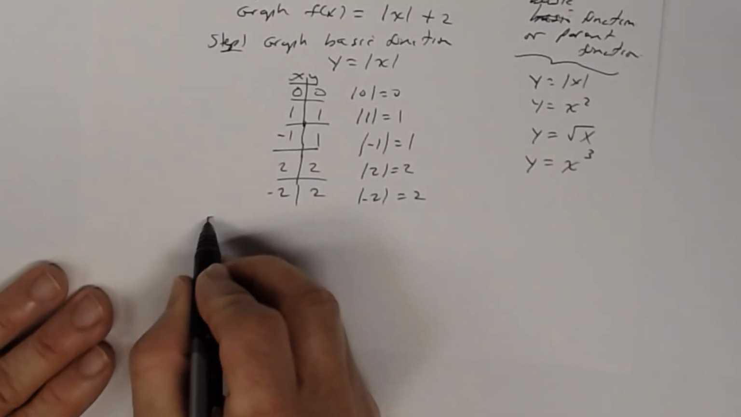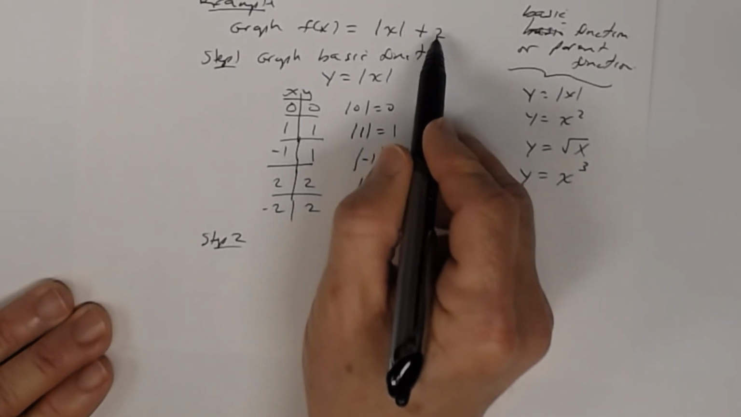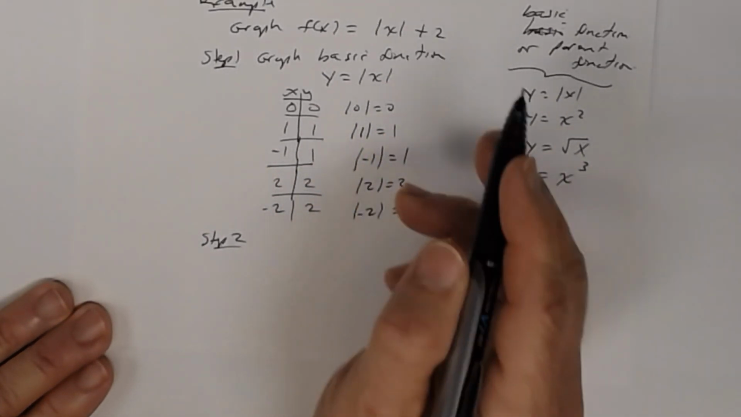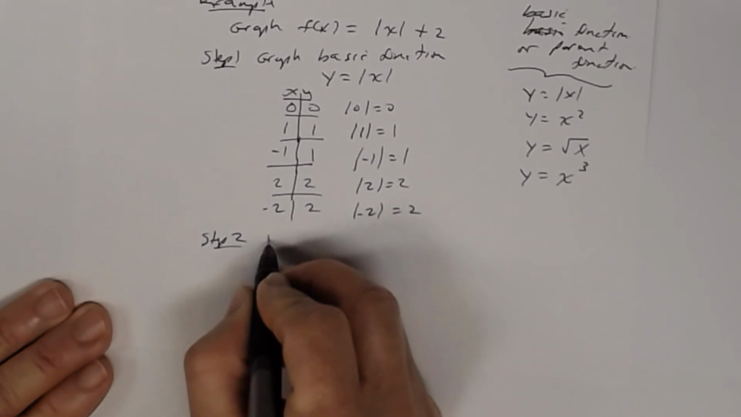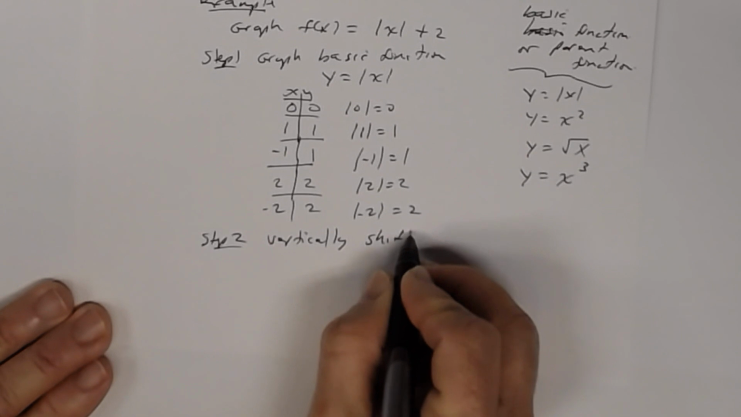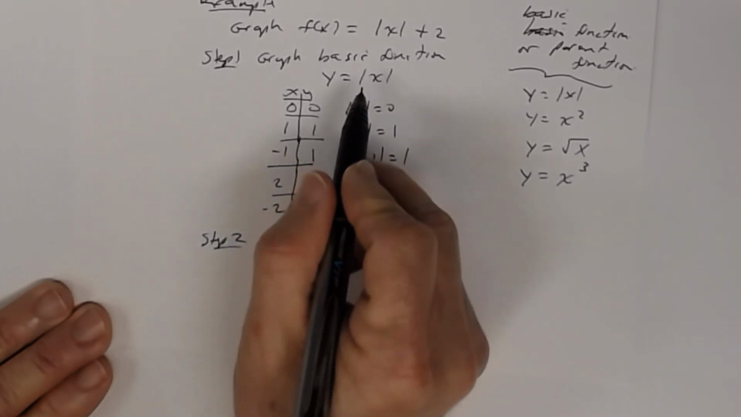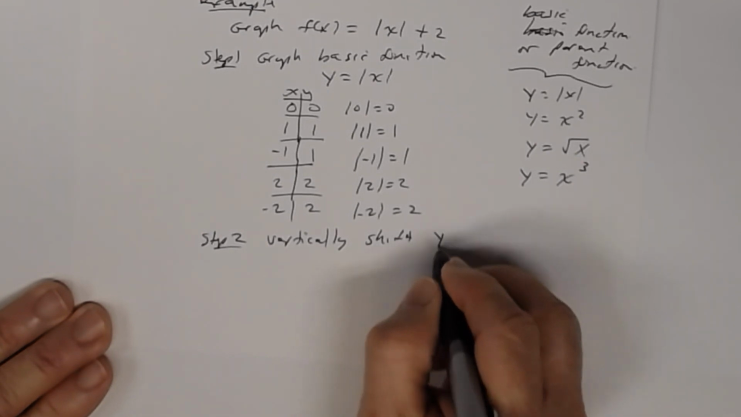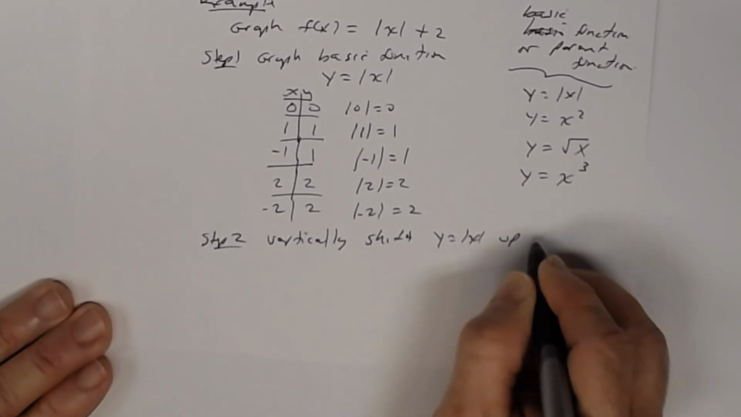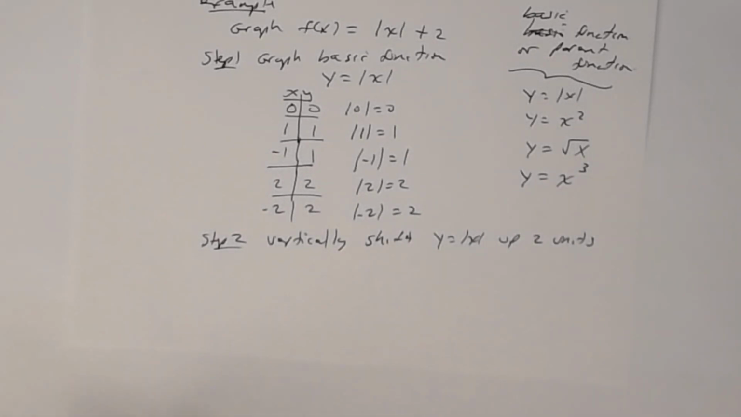Step 2 will be, remember this plus 2? That's where you're going to shift the function up 2 units. So you're going to say vertically shift this function, your basic function, the one you just got in that previous step, shift y equals absolute value of x up 2 units. Up 2 units. And now I want to show you what's happening.